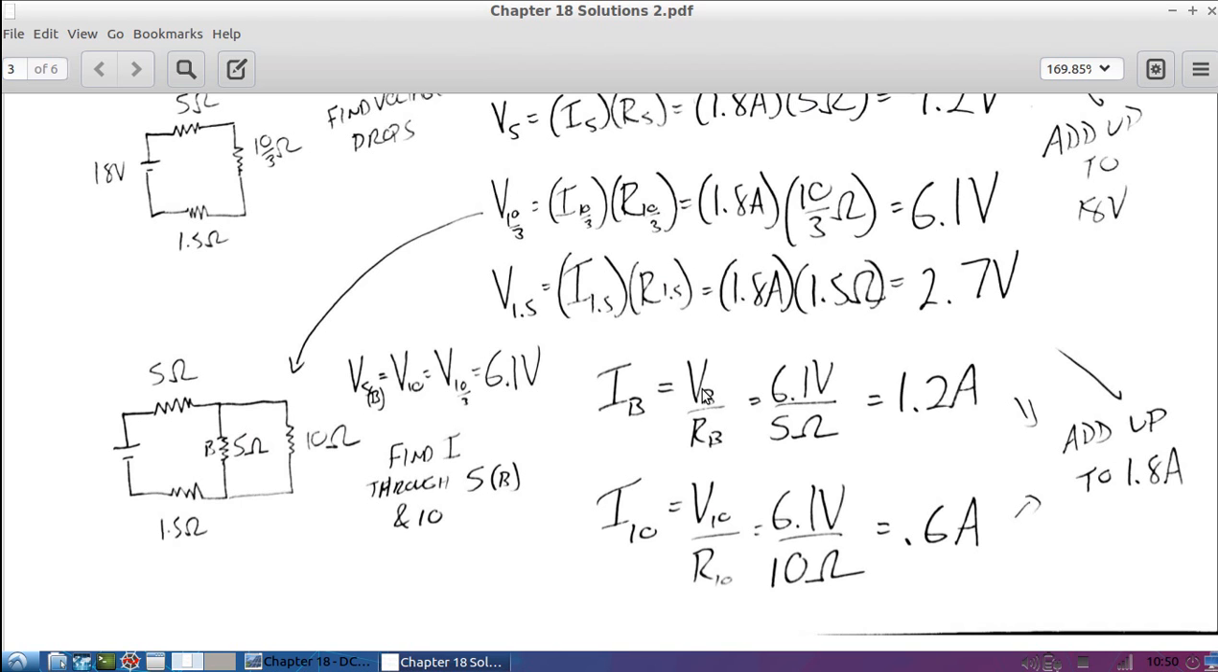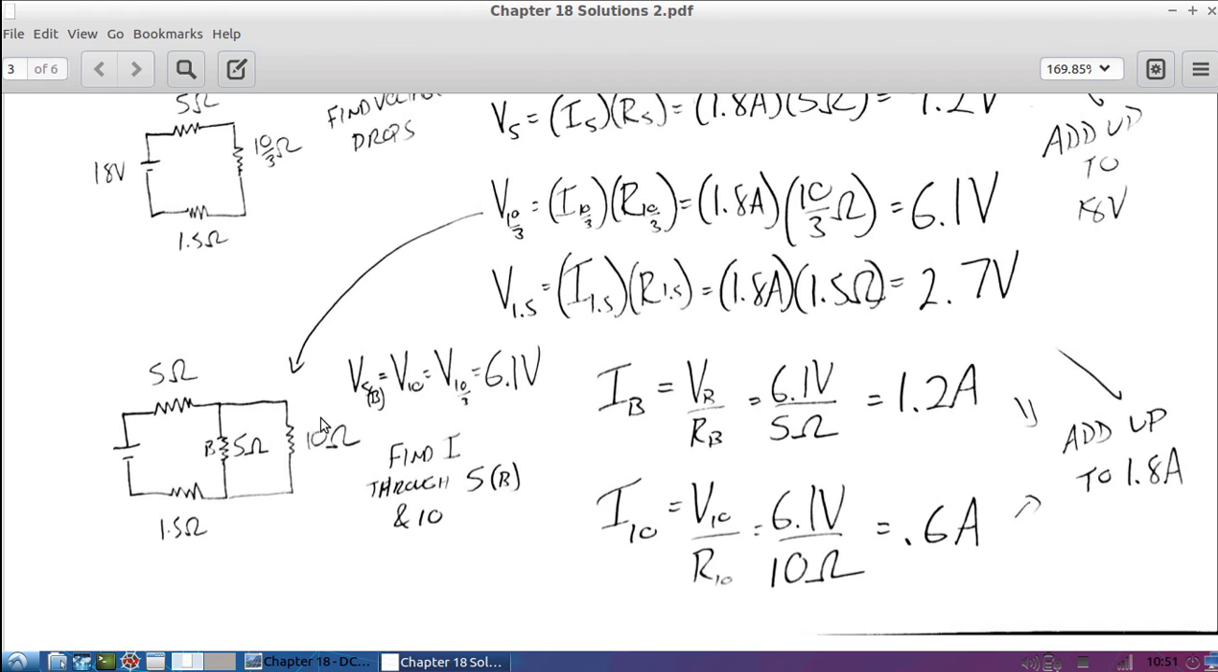So I have the voltage drop across resistor B, 6.1 volts divided by the resistance of resistor B, 5 ohms, and I get 1.2 amps, which is less than 1.8 amps, which is good because that's the current going into the junction. The current going through the 10 ohm resistor is the same voltage drop, 6.1 volts divided by its resistance. You get 0.61. I rounded it to 0.6 amps, and so 1.2 plus 0.6 is 1.8 amps.